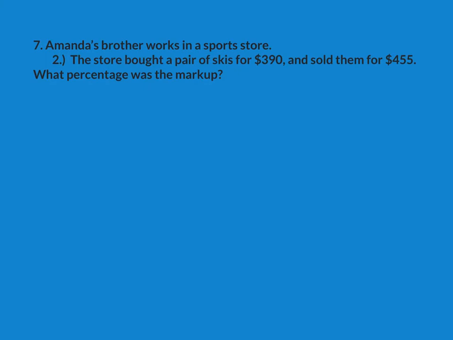Next, the store bought a pair of skis for $390 and sold them for $455. What percent was the markup? So that means we're trying to find what percent this went up. In order, the first thing I need to do is figure out what the markup is. So that means I have to subtract 455 minus 390. I know you want a calculator for that, but it's really not necessary. I know from the 390 to 400, that's 10, and then there's another 55, so that's $65.